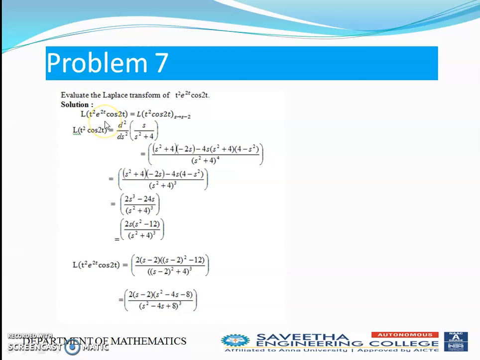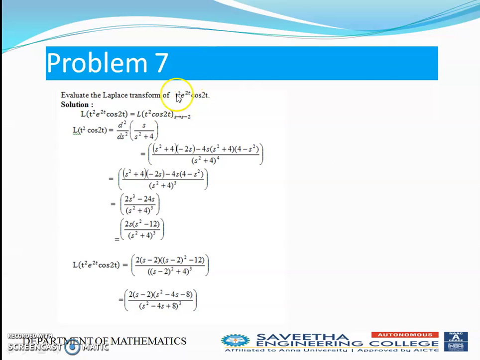So next we can go through problem number 7. Evaluate the Laplace transform of t square into e power 2t cos 2t. So already I told you, here two functions are given, a multiple of e power 2t, then a multiple of t square. One is the shifting theorem, one is the multiple by t form.